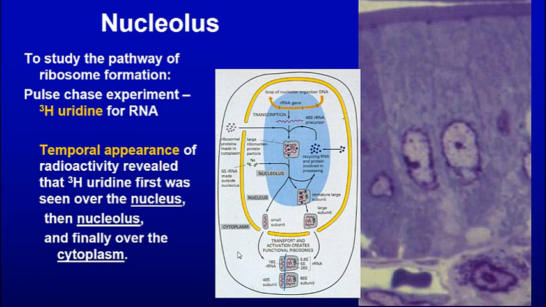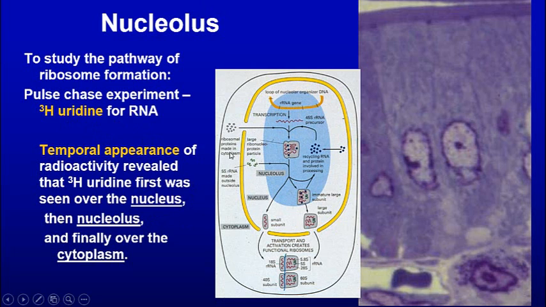So in order to study the production of the ribosomes, they look for the temporal appearance of radioactivity in different portions to follow the path. They use tritiated uridine because uridine is one of the bases that goes into the RNA. Whenever they gave the cell radioactive uridine, it at first appeared in the nucleus.